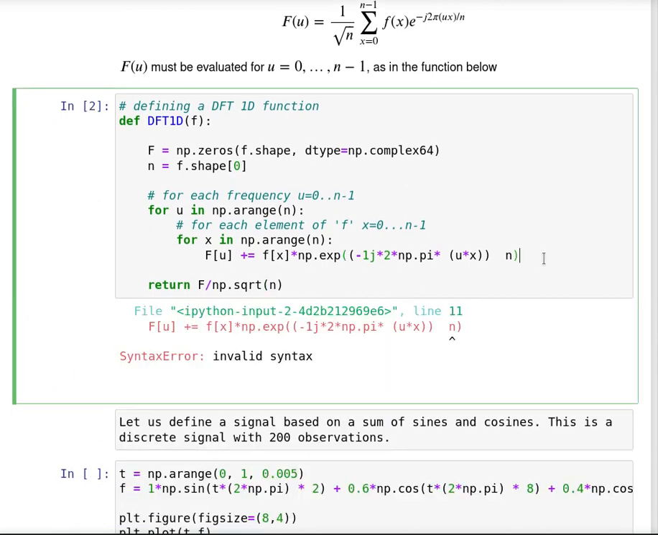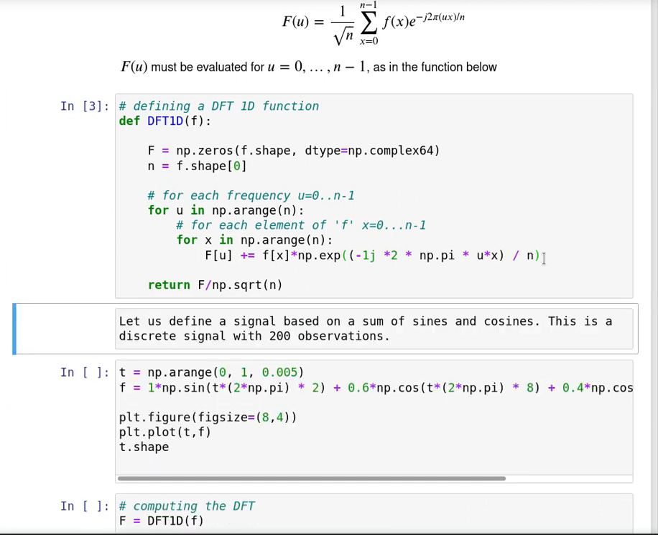I must have done something wrong here, so what is wrong in here? So minus j times 2 pi times u times x. I don't need that, and then divided by n. Yeah, okay. Now it's okay. So it's divided by n.